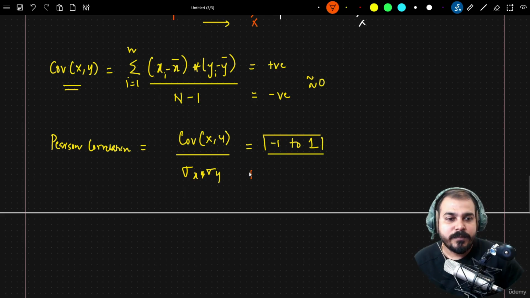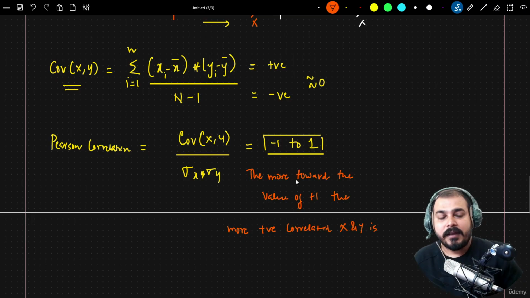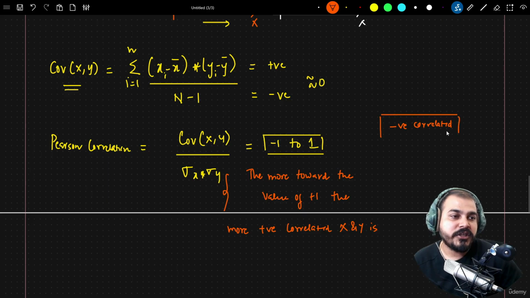The more the value is towards +1, and understand, this is a super important point, the more positively correlated x and y are. And the more the value is towards -1, the more negatively correlated they are, right? The same thing applies to -1: the more negatively correlated it is. And similarly, if my correlation between x and y is near 0, that basically means no relationship.